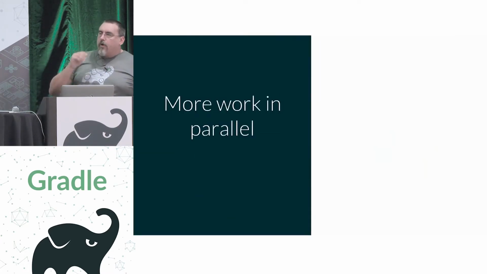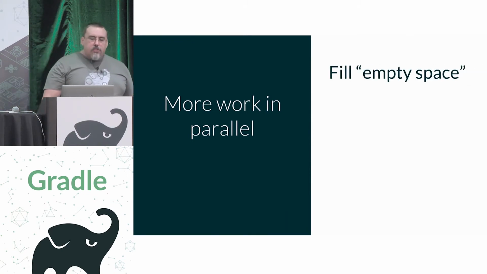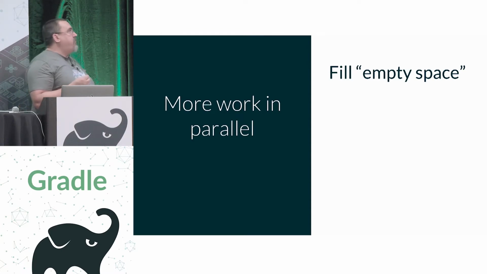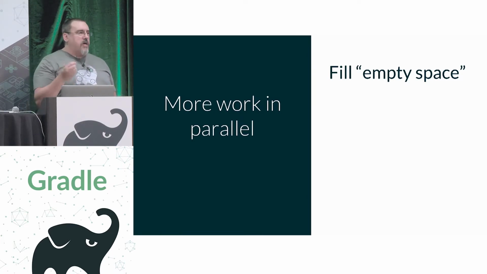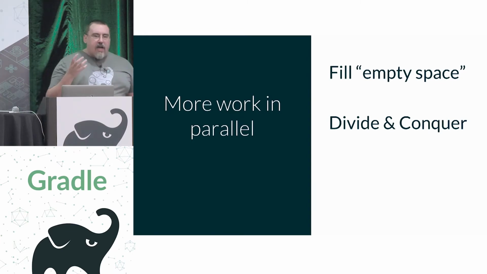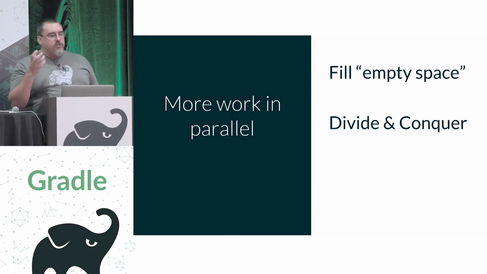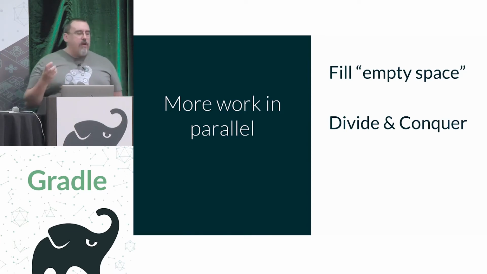Okay, so let's talk about running more work in parallel. What we ultimately want to do is fill the empty space. I'm going to talk about what I mean by filling the empty space in a minute, but what I'm really referring to is maximizing resource usage. By maximizing resource usage, we're going to adopt a divide and conquer strategy. We want to divide the work of our task up into discrete, immutable chunks of work that we can then run in parallel, depending on the resources that we have.